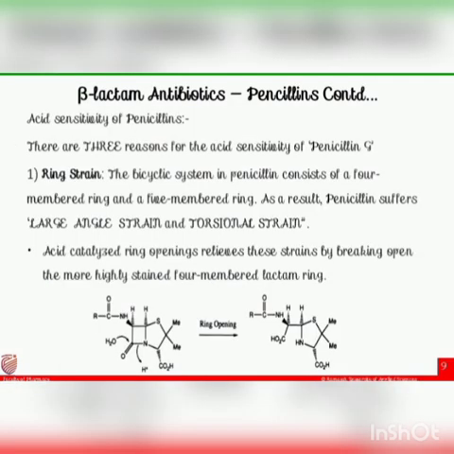Acid sensitivity of penicillin. There are three reasons for the acid sensitivity of penicillin G. First, ring strain. The bicyclic system in penicillin consists of a 4-membered ring and a 5-membered ring. As a result, penicillin suffers large angle strain and torsional strain. Acid-catalyzed ring opening relieves these strains by breaking open the more highly strained 4-membered lactam ring. We can see this ring-opening reaction on our screen.